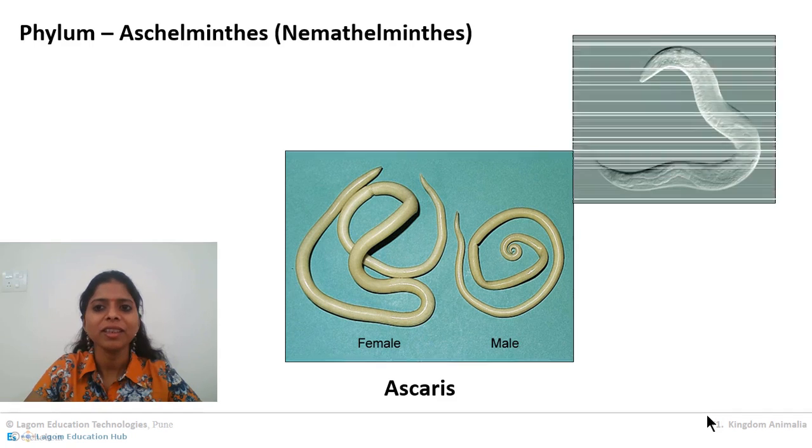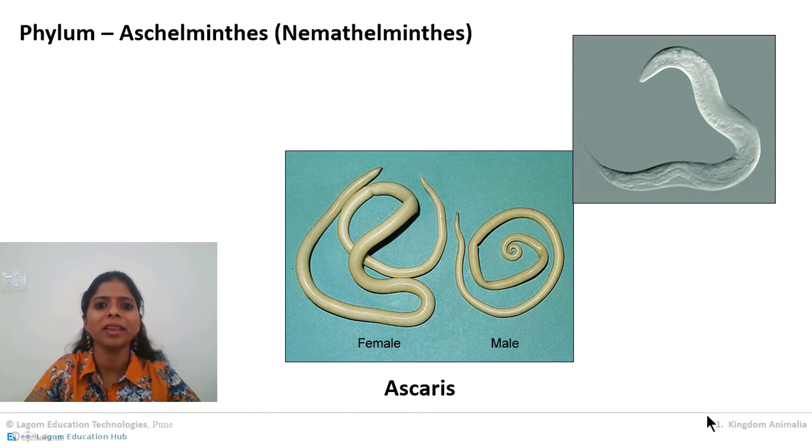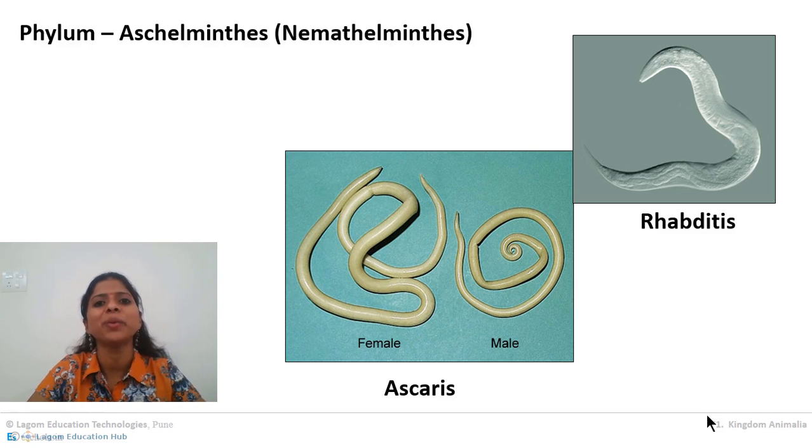Let us consider another example of Nemathelminthes. This example is Rhabditis. By taking these 2 examples, let us try to understand some characteristics of Aschelminthes, and then we'll shift to the next example and some more characteristics. When we consider Ascaris and Nemathelminthes in general, we will try to understand the characteristics of Aschelminthes or Nemathelminthes.